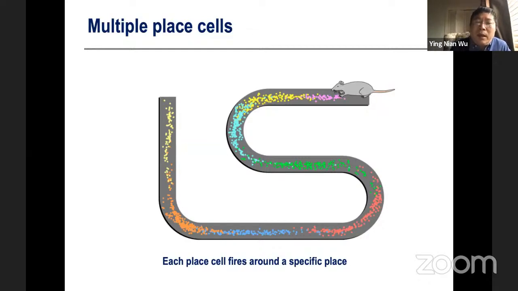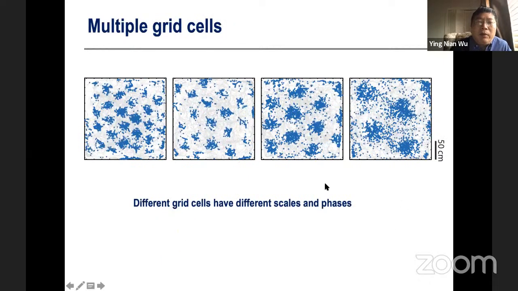So each place cell will fire at a certain location. Here, this is not a very regular environment. Nonetheless, you still have the place cells that form a map for the whole environment. And we also have multiple grid cells, and they have different firing patterns. Different grid cells have different scales and phases. Each map corresponds to the firing pattern for a particular grid cell.